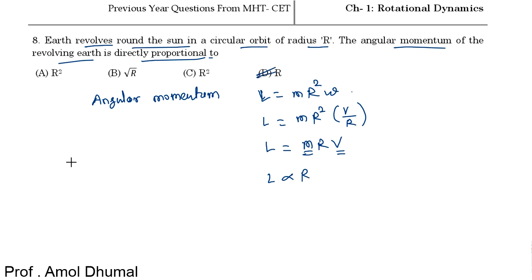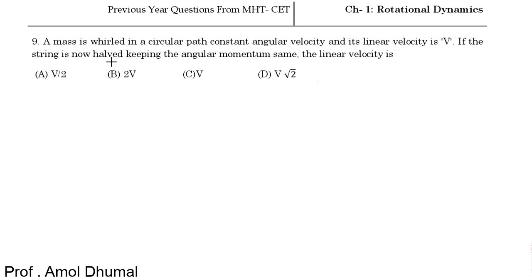So angular momentum L is directly proportional to r, radius, option D. Next question, a mass is whirled in a circular path of constant angular velocity and its linear velocity is v. If this string is now halved, keeping the angular momentum same, the linear velocity is.